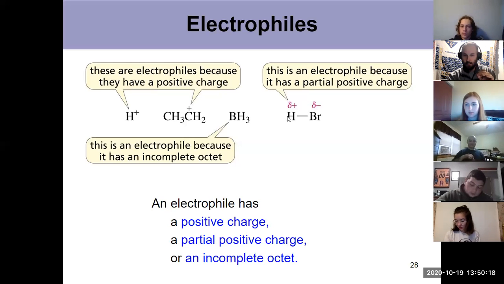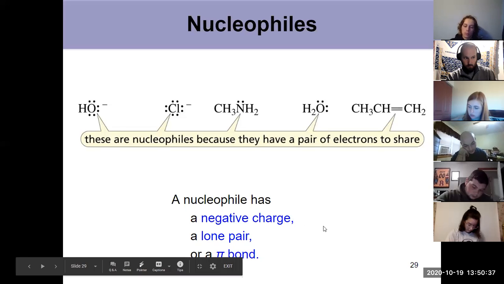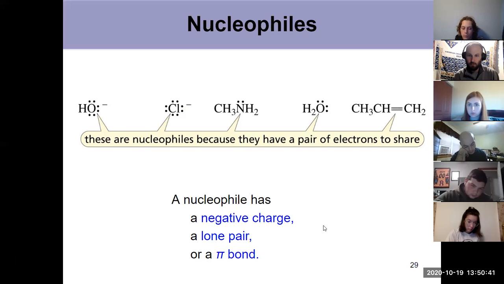So that's an electrophile. Electrophiles react with nucleophiles, which is the opposite. Okay, nucleophiles have either a whole negative charge, like I see on hydroxide or chloride over here. Those are, again, the easiest ones. Notice what's not listed here. Partial positive will be an electrophile. We don't use nucleophiles that are partial negatives. Okay, so it's a whole negative charge. A lone pair, like I see on water or on methylamine over here.